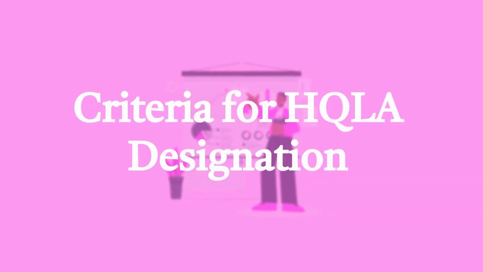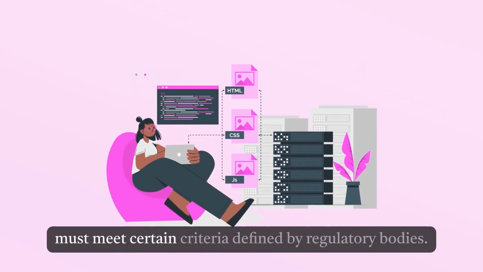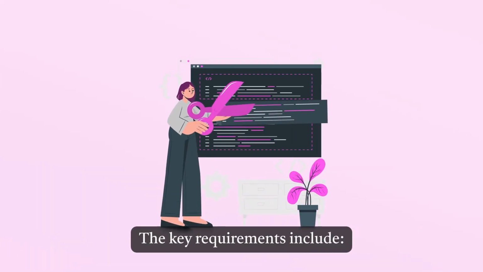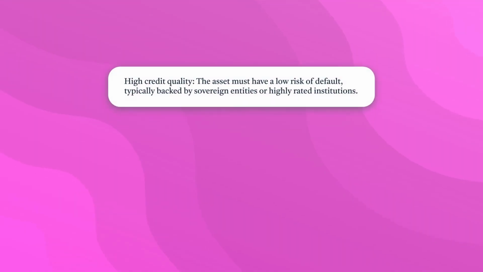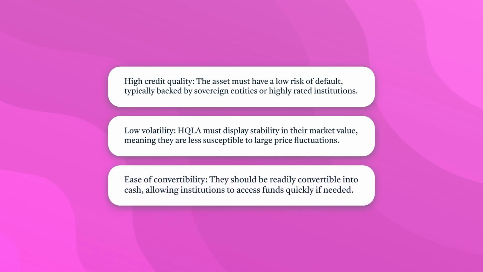Criteria for HQLA designation. To be classified as an HQLA, an asset must meet certain criteria defined by regulatory bodies. The key requirements include high credit quality. The asset must have a low risk of default, typically backed by sovereign entities or highly rated institutions. Low volatility. HQLA must display stability in their market value, meaning they are less susceptible to large price fluctuations. Ease of convertibility. They should be readily convertible into cash, allowing institutions to access funds quickly if needed.